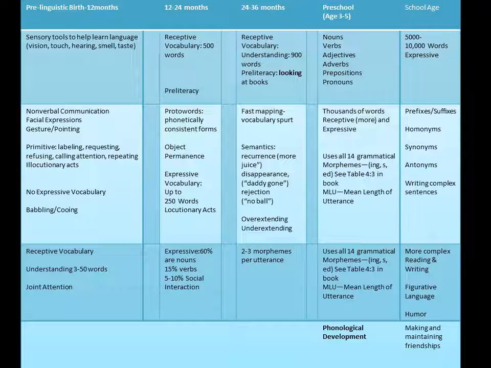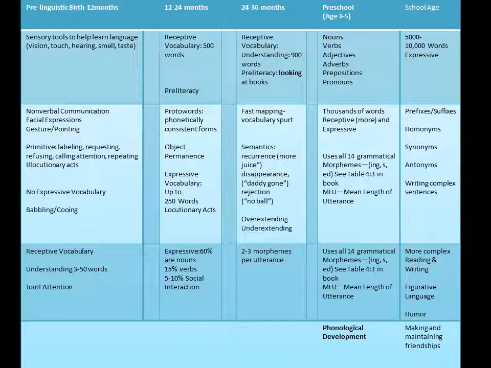Now let's talk about ages 3 to 5. These are called the preschool years. Syntactic development really happens during this age. Nouns, verbs, adjectives, adverbs, prepositions, and pronouns are all used. Children are forming sentences and they're telling stories. Thousands of words, receptively and expressively, are being used. Receptive still is more advanced than expressive.